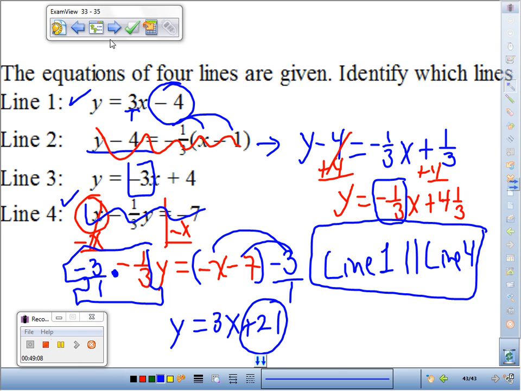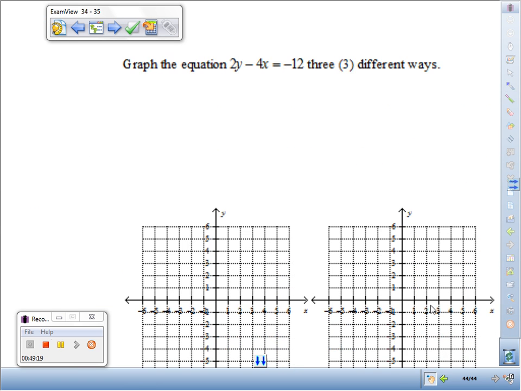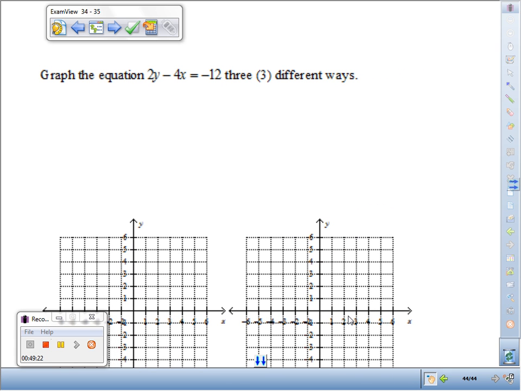Let's go to number 34. Yeah. Our favorite. Yay. It says, graph three different ways. Look up, please. Bye, Destiny. Everybody say bye, Destiny. All right, here we go. Look up, please.